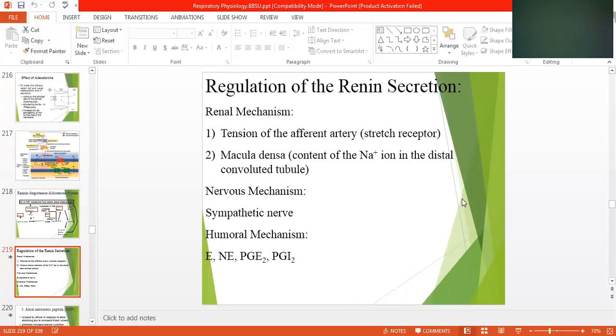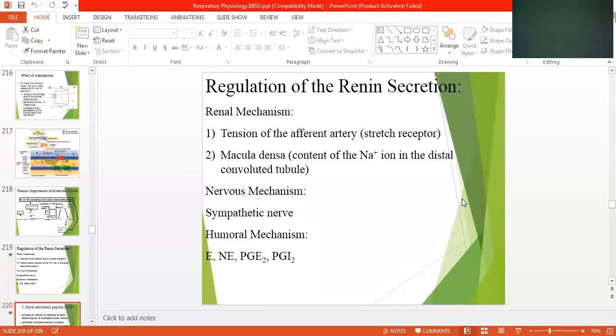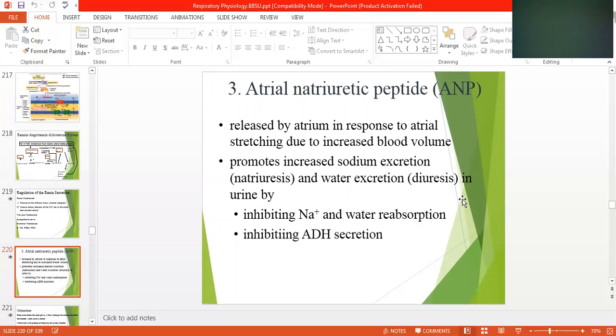Regulation of renin secretion, renin mechanism, how it will be secreted from the kidney: tension of the afferent arteriole. If the blood coming into the kidney is more, there is a stretch on the receptors; macula densa, content of the sodium ion in the distal convoluted tubule; nervous mechanism, sympathetic nerve is there; hormonal mechanism, epinephrine, norepinephrine, prostaglandin E2, and prostaglandin E1 and I1. Then atrial natriuretic peptide, ANP we call it, released by the atrium in response to atrial stretch due to the increased blood pressure.